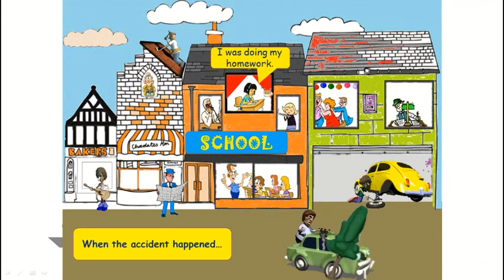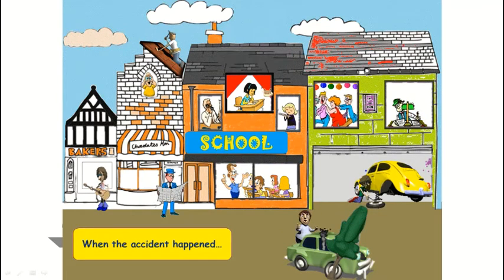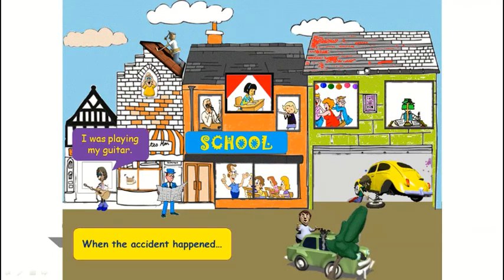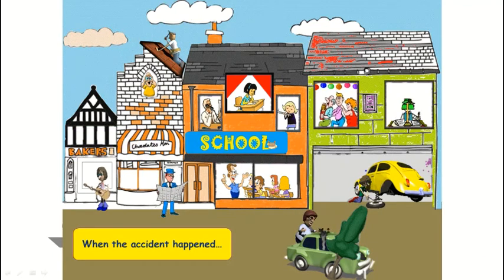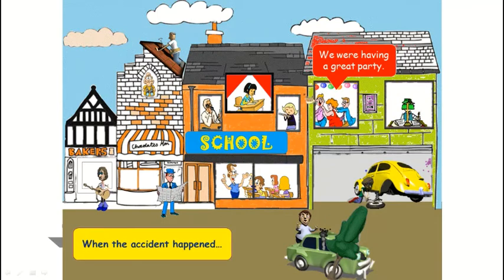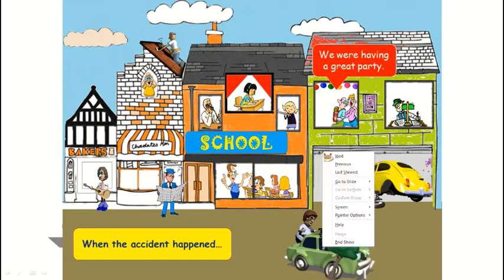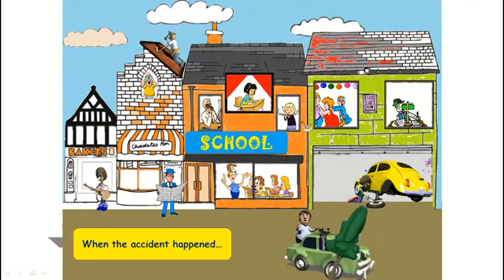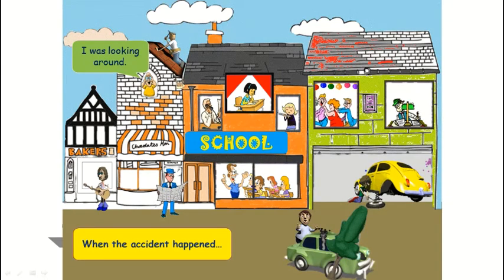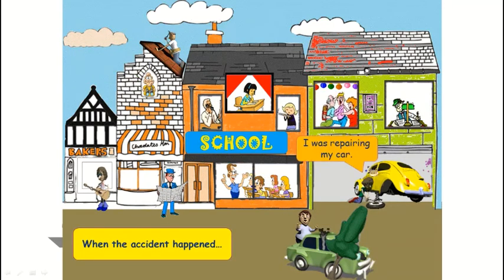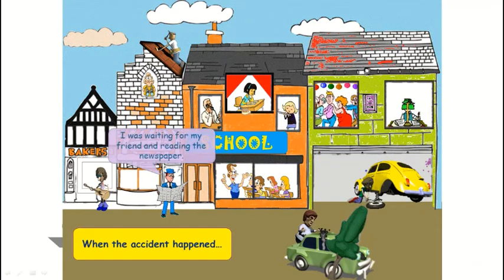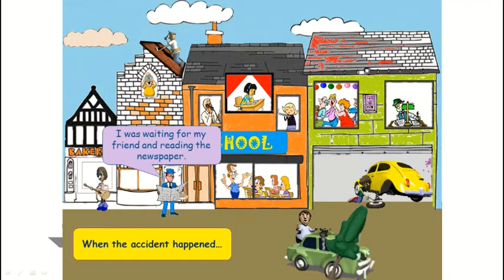I was doing my homework. Oh, another one said, I was playing my guitar. We were having a great party. I was looking around. Okay. I was repairing my car or fixing my car. I was waiting for my friend and reading the newspaper.